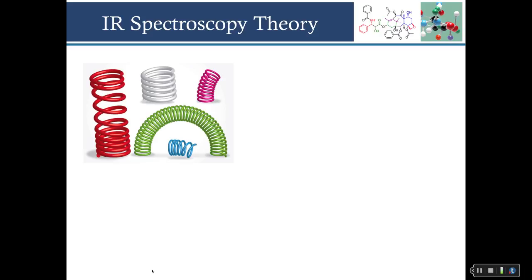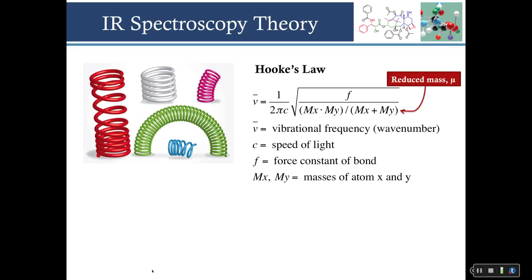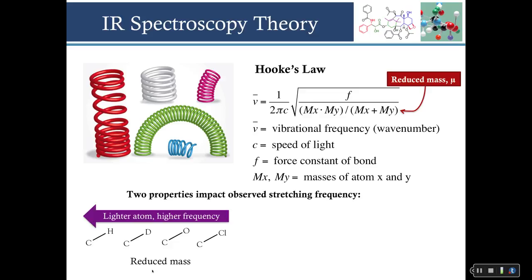So we're going to start with IR spectroscopy theory, and really it's all about masses on the end of a spring. And Hooke's law here from physics class, if you've seen it, maybe you haven't seen it yet, a little bit of math, but we're not doing any math, right? The stuff on the right is mass, and then the F there stands for the force constant or strength of the bond. So really two things impact most stretching frequencies.